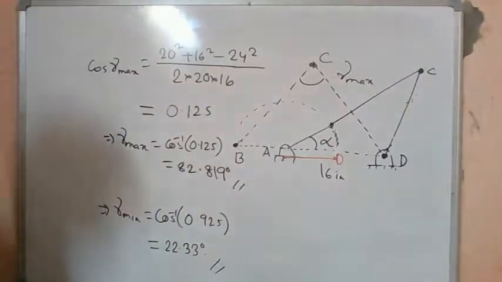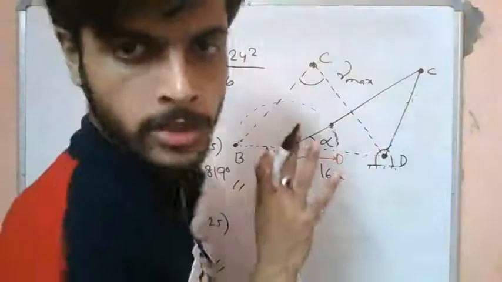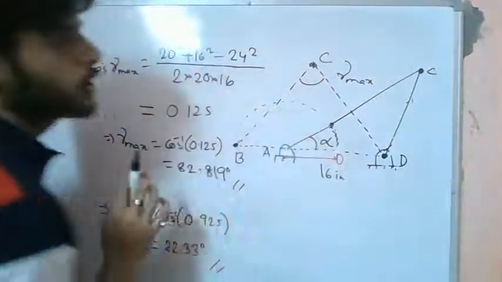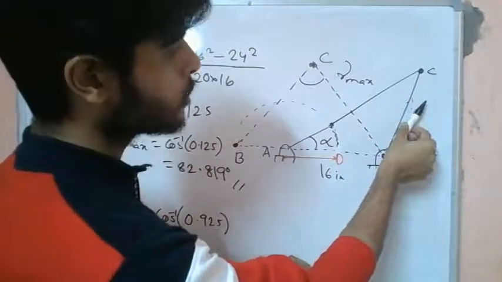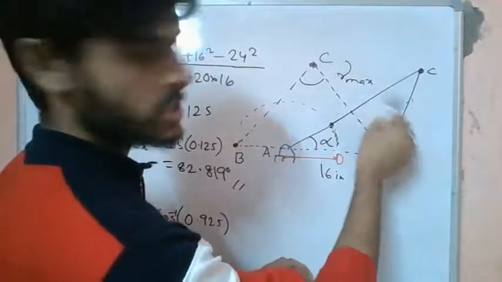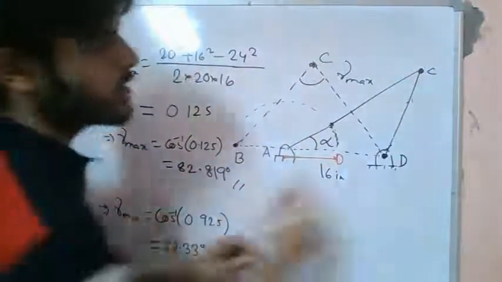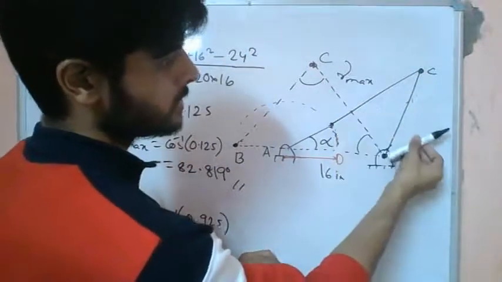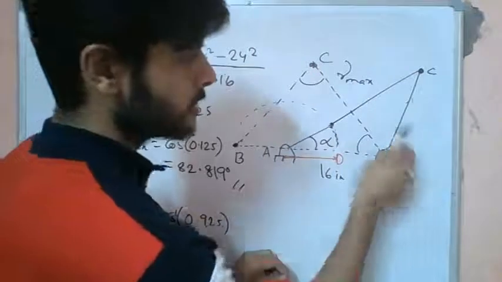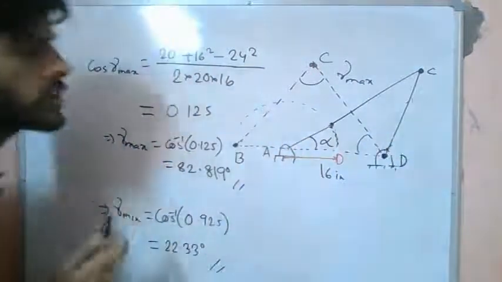Okay, so now what are we required to find out? We are required to find out the angle of rock. So the rocker can rock only between these extremities of the transmission angle. So we are required to find out this angle when it is at this extreme and another one at this extreme, right? So in between will be the angle of rock. So let's try to find it out.